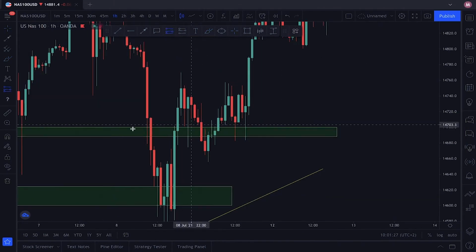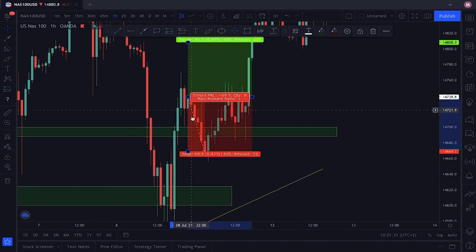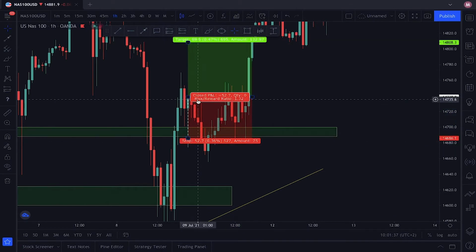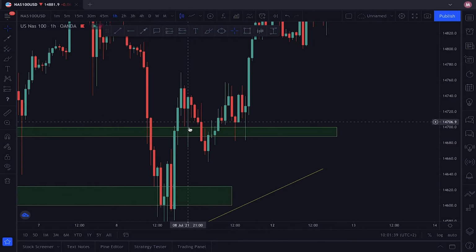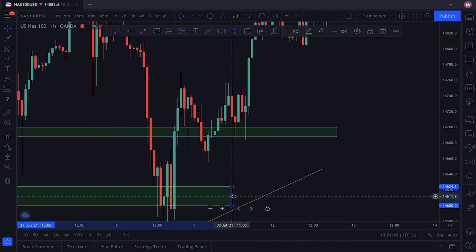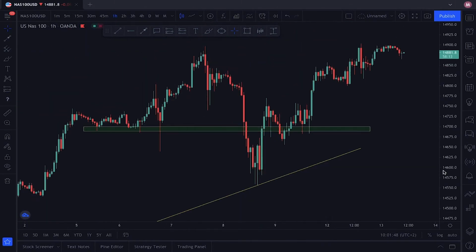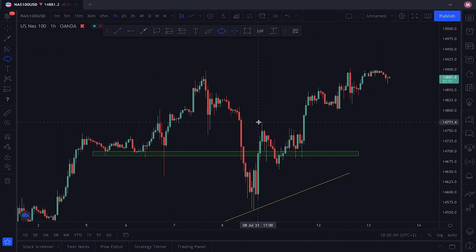So as price broke our support area, I did take a buy trade right there, and unfortunately it did actually take me out with that wick rejection right there. But something then happened. Let me just delete that. So let's just pay attention to the price action we have right there.